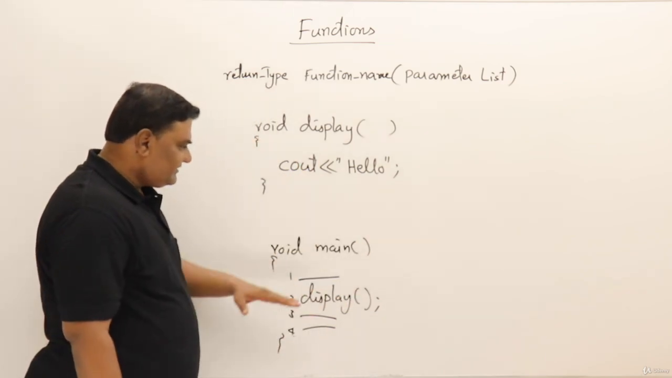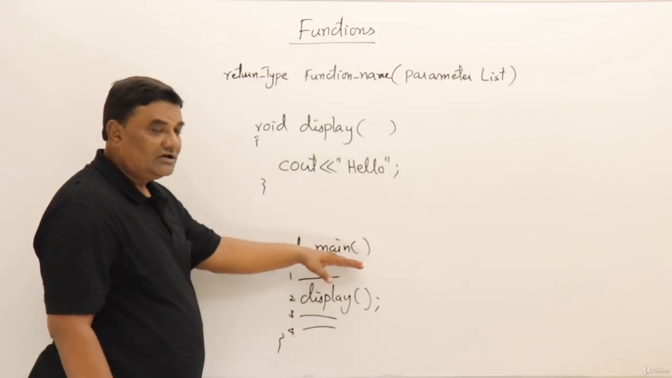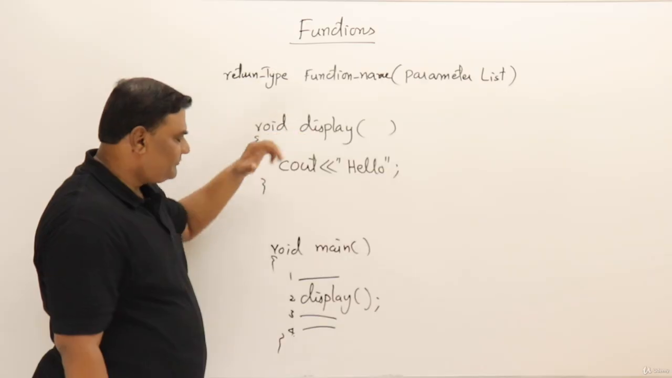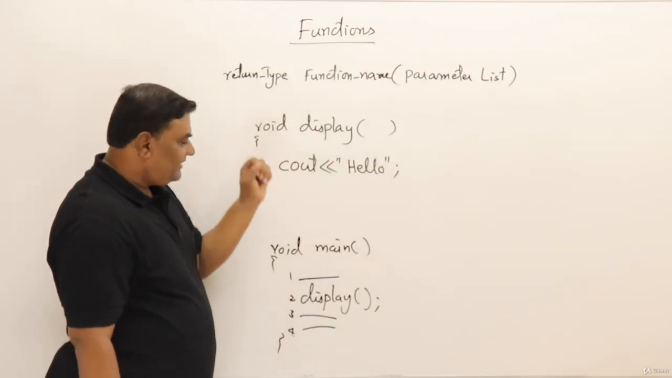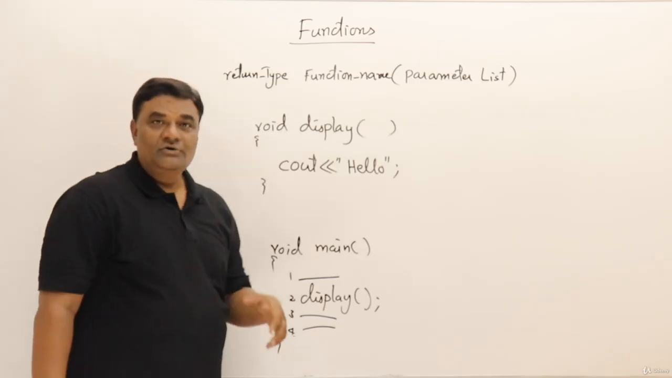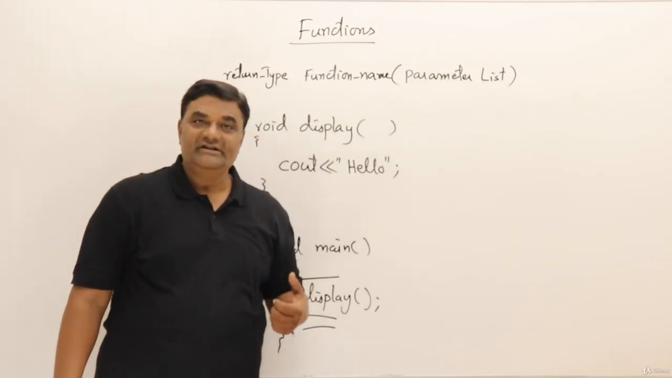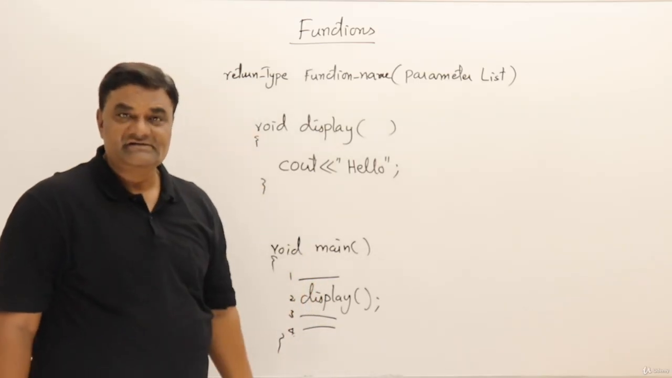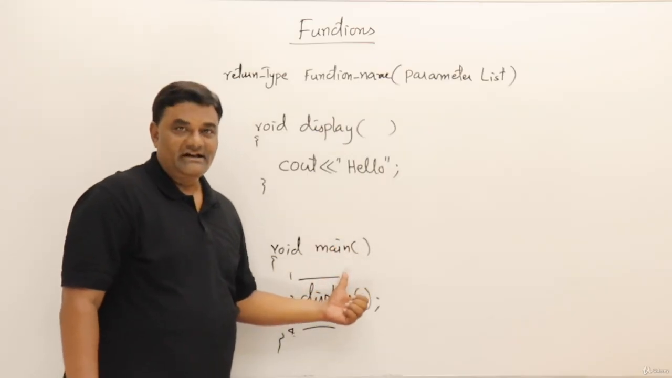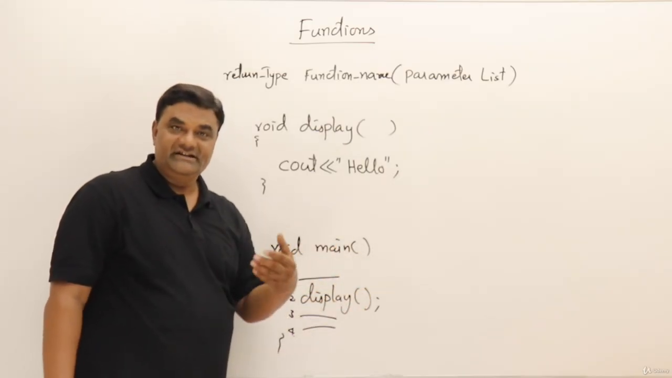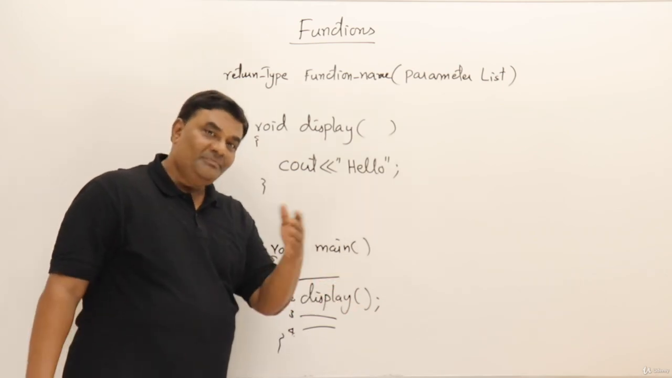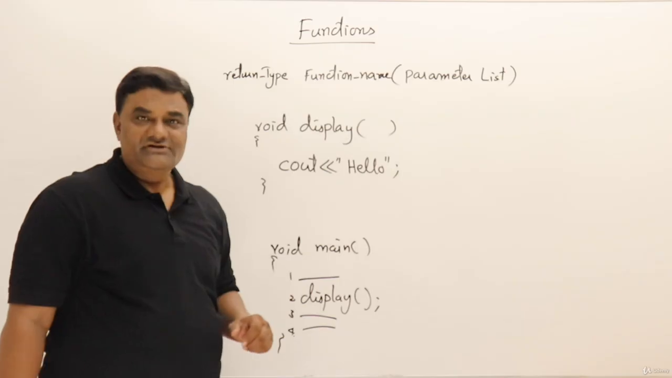Suppose there is an organization, so main is the manager or the owner of a business, and display is his employee. Who called the employee? The manager has called the employee here for some work. So who should communicate with the clients or the customers of a business? The manager or the owner should interact. So cin, cout is like communication with the client. Who is the client here? The user. So through the main function only, the communication with the user should be done.